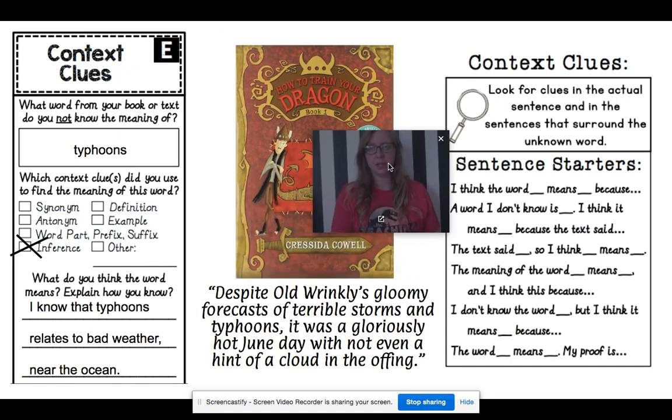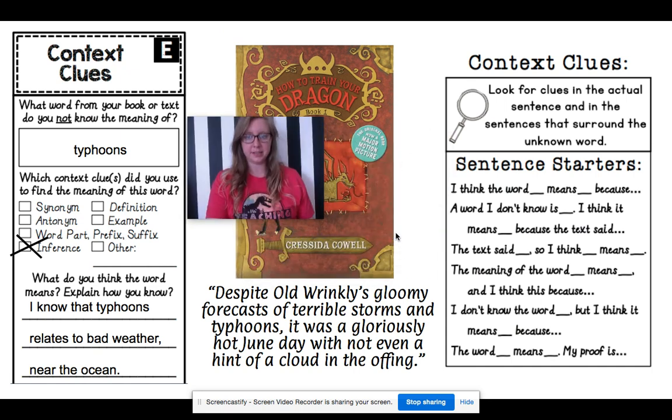So I used the book How to Train Your Dragon for my example. Let's quickly talk about what context clues are. When we use context clues, we're looking for clues in the actual sentence and in the sentences around the unknown word. Some sentence starters to use while talking with context clues: I think the word blank means blank because I don't know the word blank, but I think it means, and here's why, okay?